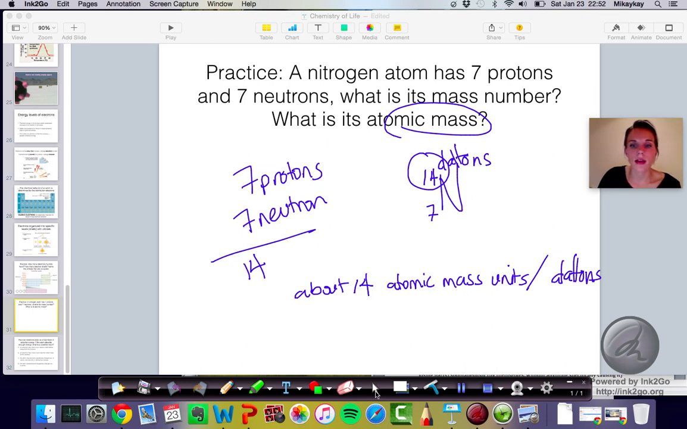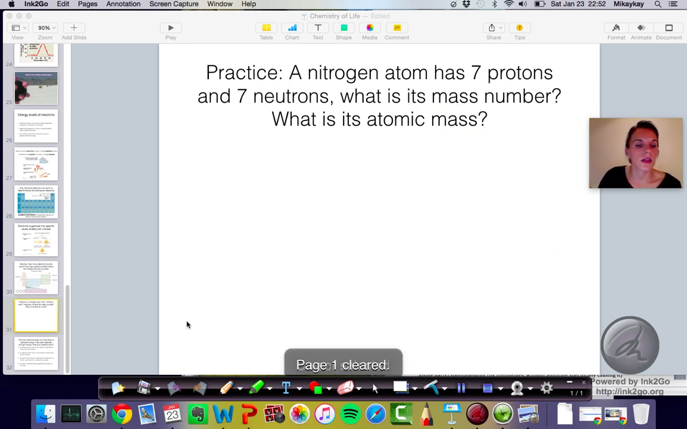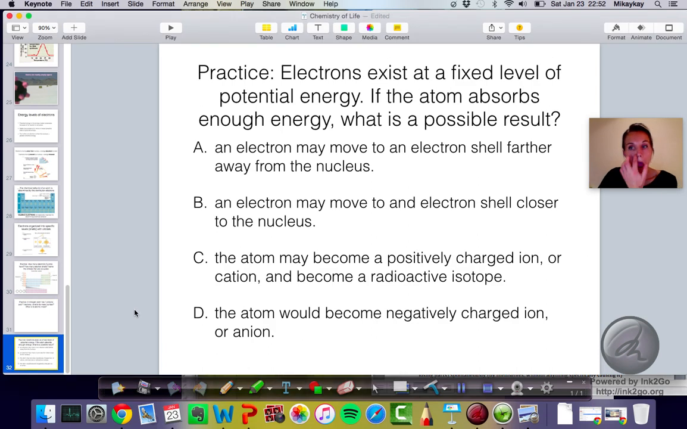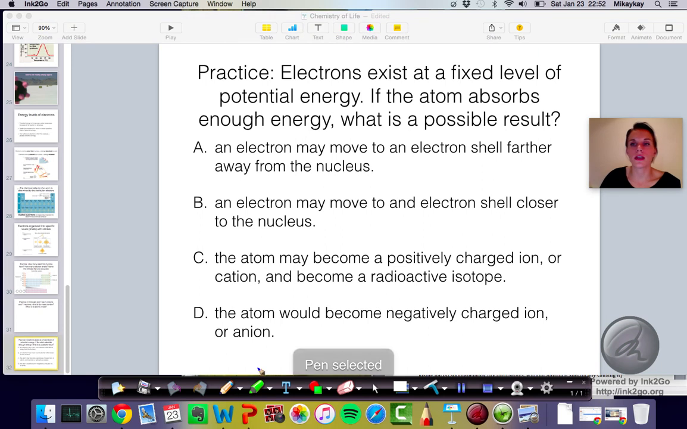Then we have our next question. So we have electrons, and they're at a particular energy level, right? And I'm asking you what happens if the atom that we're talking about here absorbs enough energy. What could possibly happen if it's absorbing energy, right? So take a moment to read through your possible options. Choose the best option. Make sure you understand your choice. And then you can start the video again.